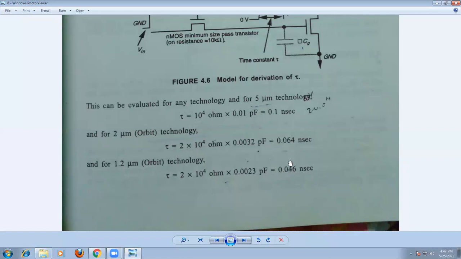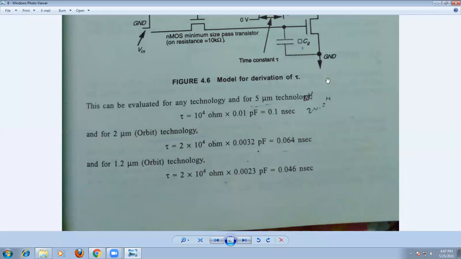Similarly, in 1.2 micrometer technology, the delay is again very less compared to the 2 micrometer technology. So the speed is increased. Just observe here, as the technology goes on, that means the value of the technology, that is the size of the transistors, goes on reducing.